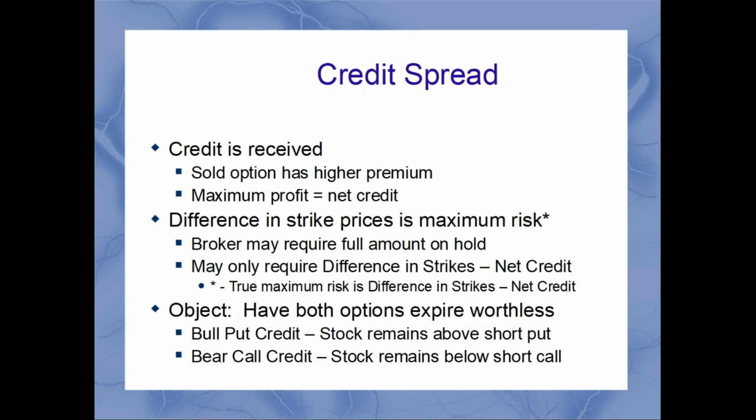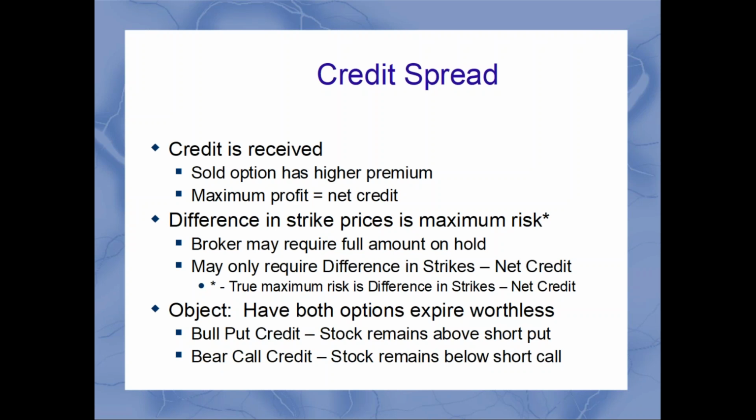Some brokers may only require the difference in the strike prices minus the net credit, the true maximum risk. So if I did a 2-point spread and I collected 40 cents of net credit, the maximum loss is $1.60. My broker may only require me to put up $1.60. Okay? That's the true loss, by the way. That 40 cents is already deposited into my account, so even if it falls below both strike prices, I'm only going to really lose $1.60 on the entire position.